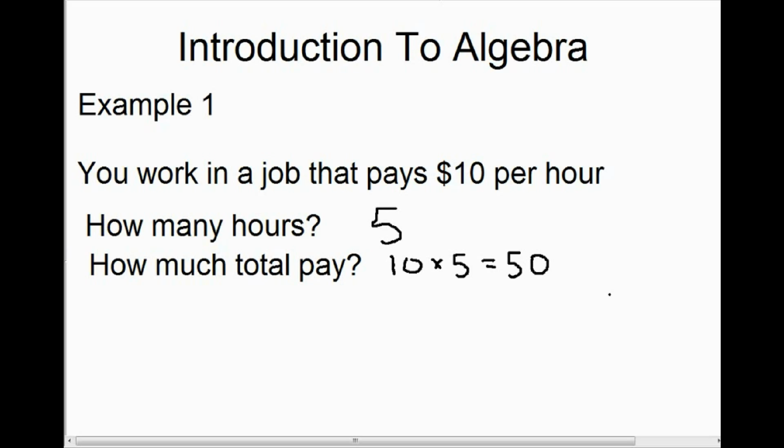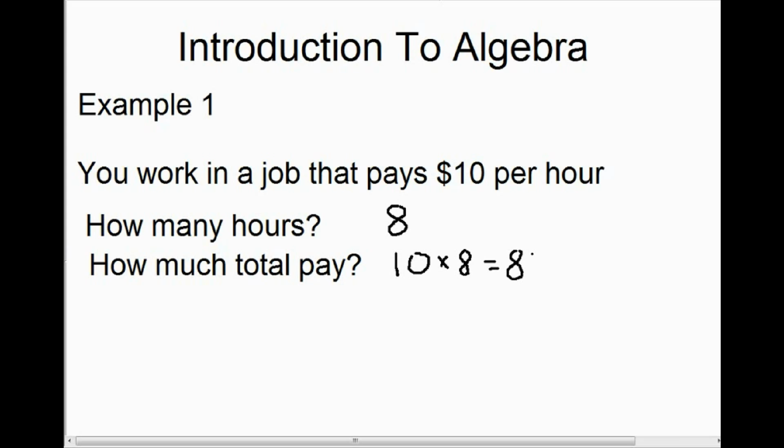Well, we don't necessarily have to work 5 hours. Suppose on another shift or during another day, we worked 8 hours. So to calculate total pay, again, we get paid $10 per hour. So we would multiply 10 times the number of hours, which in this case is 8. And we know that we made $80 for that shift.